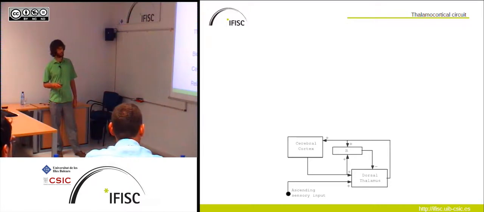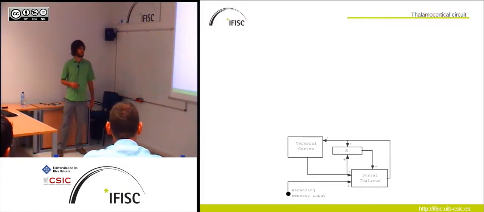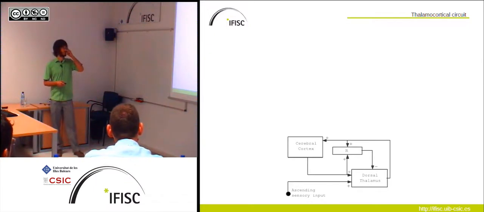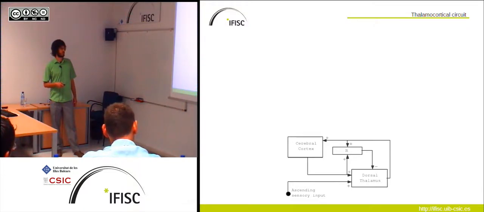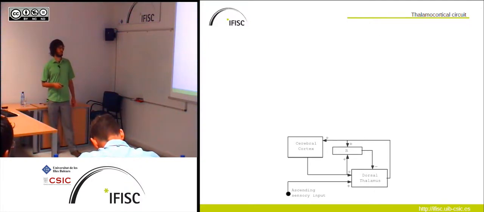There are many loops between the cortex and the thalamus. The thalamus receives external stimulus from sensory areas. So the sensory stimulus excites the thalamus, and the thalamus sends this. It's the gateway to the cortex, so it sends the excitation to the cortex, and the cortex excites back the dorsal thalamus. So this is the thalamocortical loop, and the dorsal thalamus is very well connected with the reticulus, which is inhibitory.